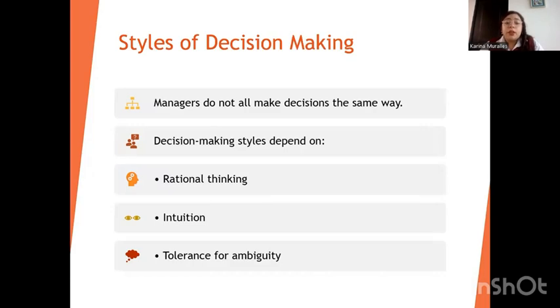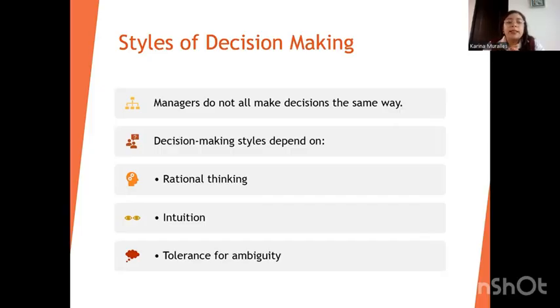The styles of decision making. To start, we must understand that managers do not make decisions the same way. This depends on how rational or intuitive they are and their tolerance for ambiguity. Based on this, we can find four key styles.